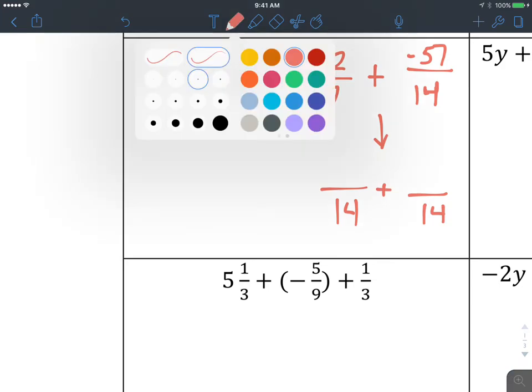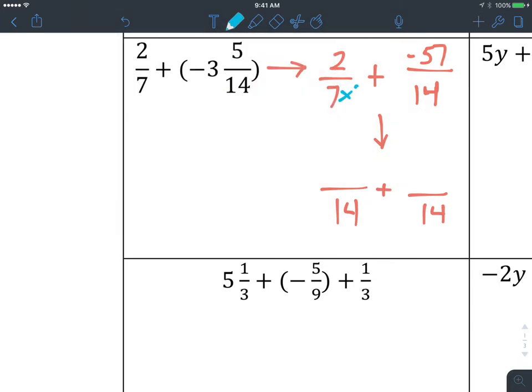So for 7 to get to 14, I'm going to have to multiply that by 2. So I'm going to multiply the top by 2 as well, which is going to give me 4 over 14. And then this fraction is going to stay the same because 14 to get to 14, well, that'd be times 1, and then negative 57 times 1 is still negative 57.